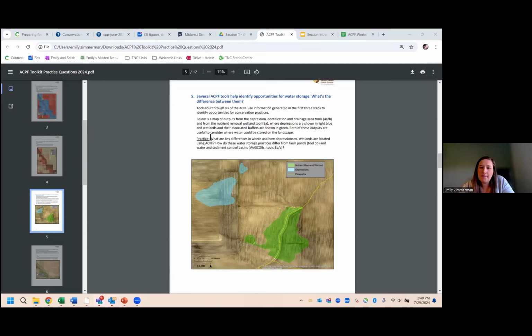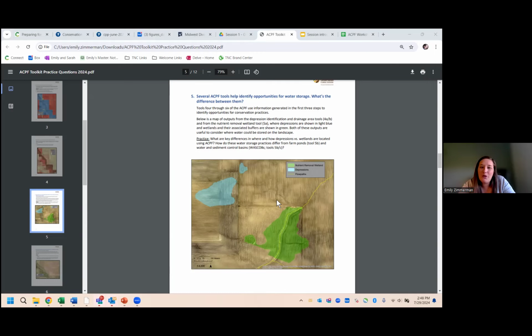All right, so I'm going to bring us back together for question number 5, which was about water storage, and specifically thinking through what key differences there are between depressions, wetlands, farm ponds, and water and sediment control basins. All of these are identified at some point in ACPF, and so really thinking through what differences, what that means, is important.